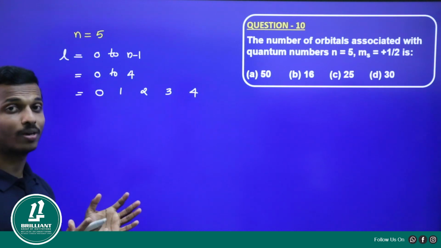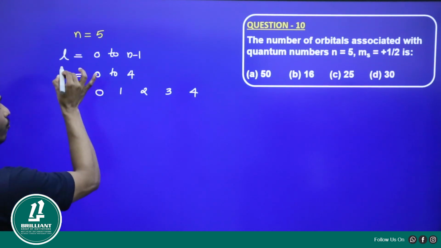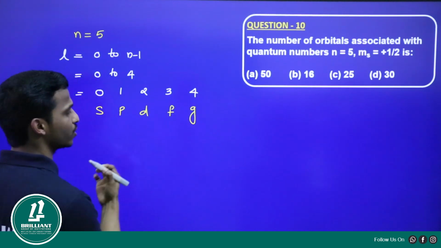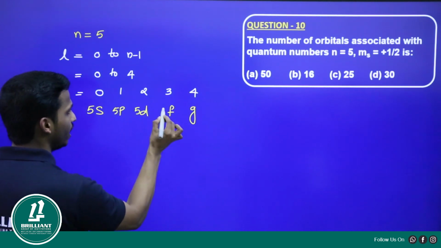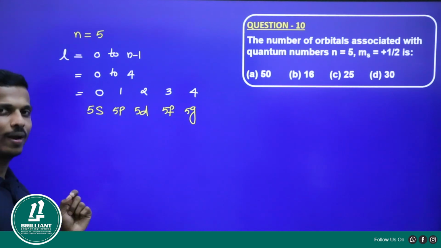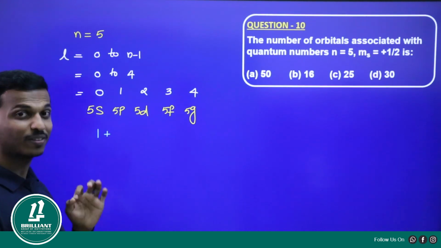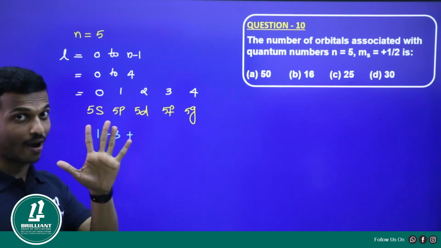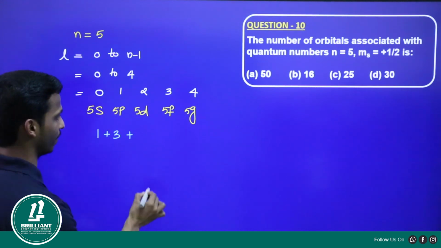You know, azimuthal quantum number gives the idea about which subshell, right? Here, if the value of L is 0, it will be s orbital, then p, d, f, g, etc. And what is the n value? 5. So it will be 5s orbital, 5p, 5d, 5f and 5g. How many orbitals? How many s orbitals do you have? Only one s orbital, right? And how many p orbitals? 3: px, py, pz. How many d orbitals? 5: dxy, dyz, dxz, dx square minus y square and dz square.